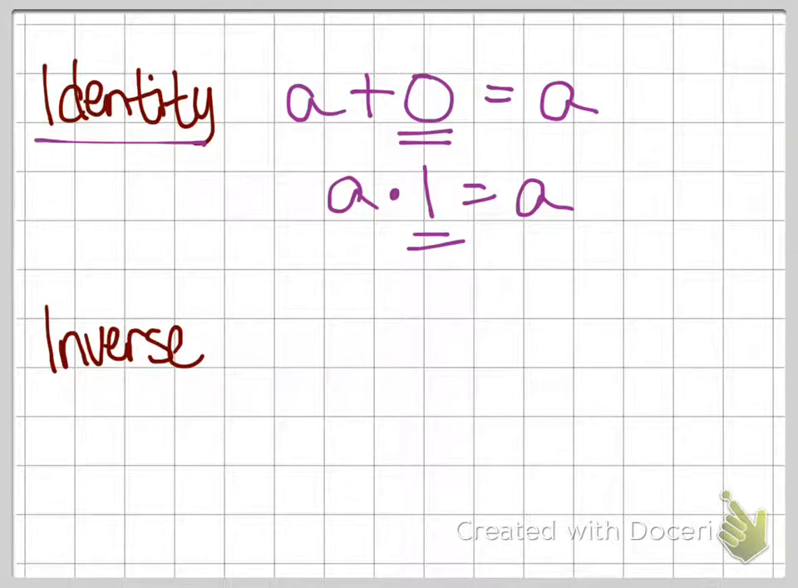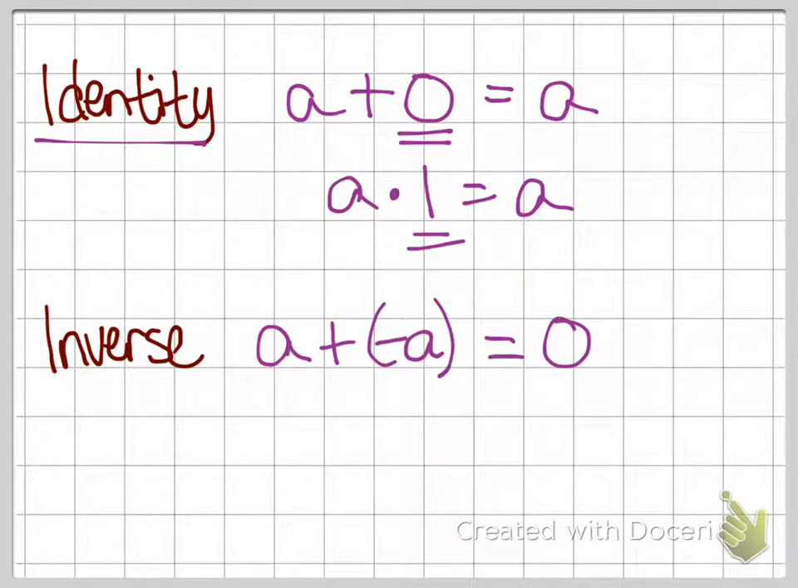The additive inverse: in other words, what can I add to A so that I end up with the identity? And of course, I would add the opposite. So another word for the additive inverse would be the opposite.